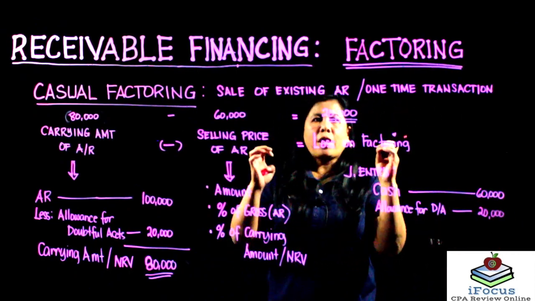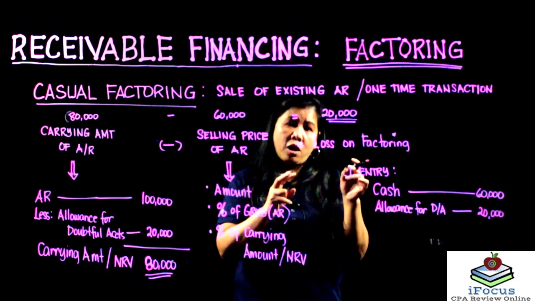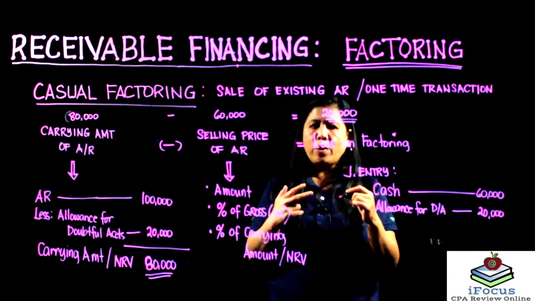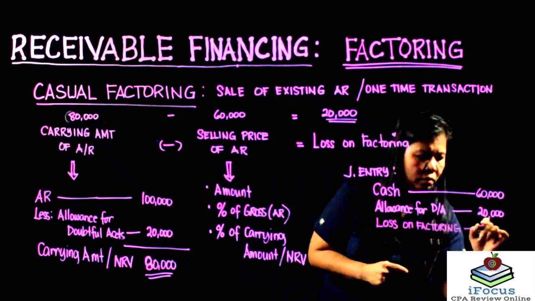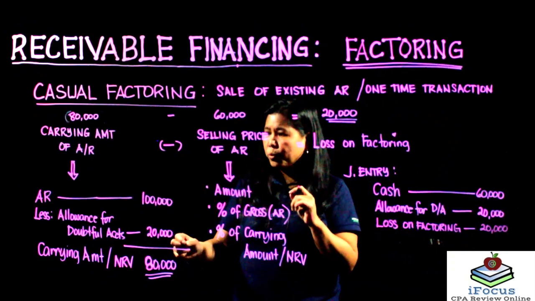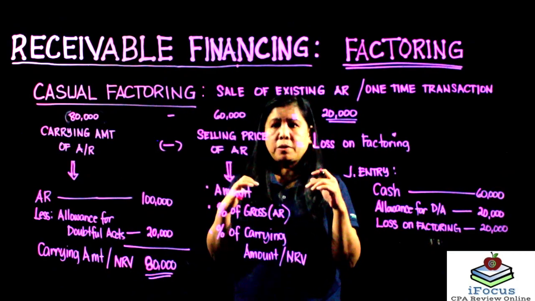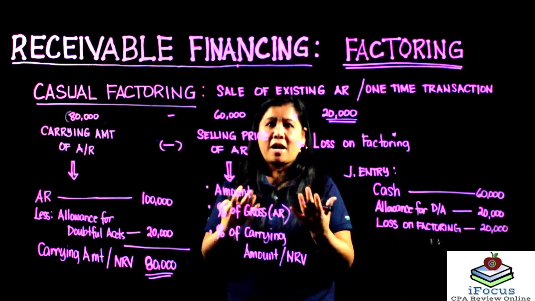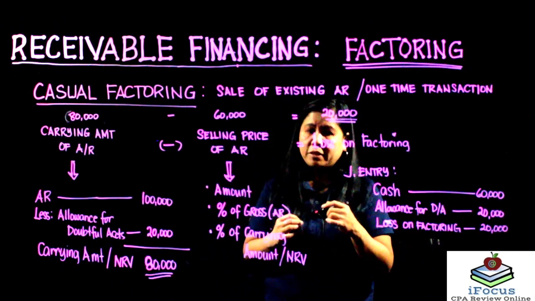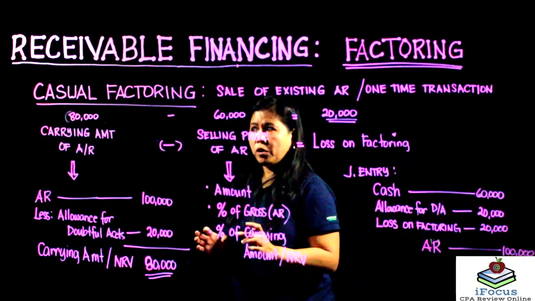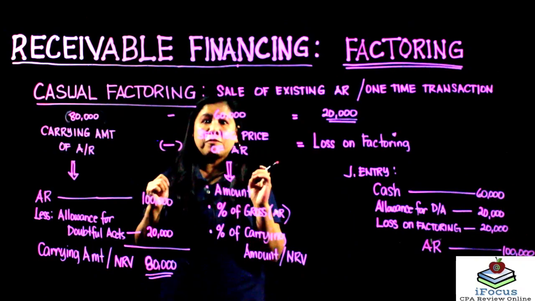Then, we will recognize our loss on factoring of 20,000. Pag loss, syempre nakadebit yon. So, we debit the loss on factoring of 20,000. Then, we credit the accounts receivable of 100,000. Aalisin na natin yung accounts receivable natin na 100,000 kasi binenta na nga natin ito sa factor. So, ito po yung transactions and journal entries ng casual factoring.